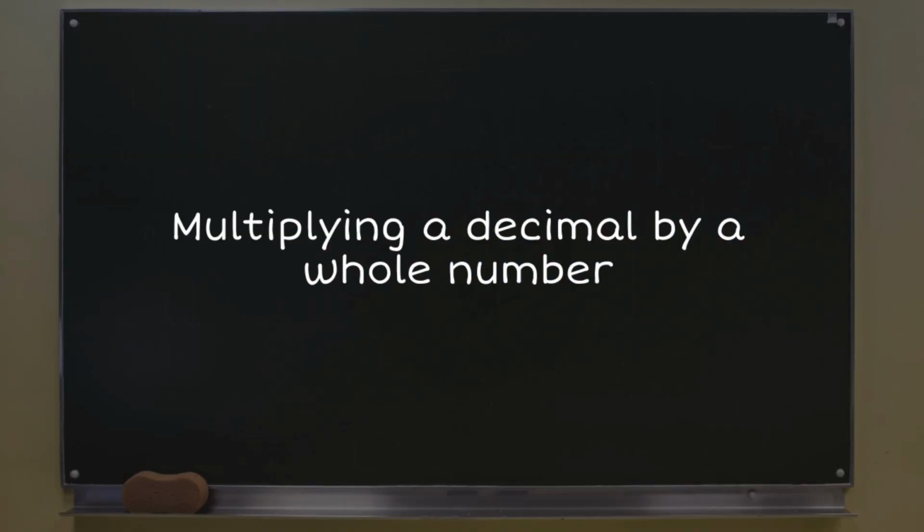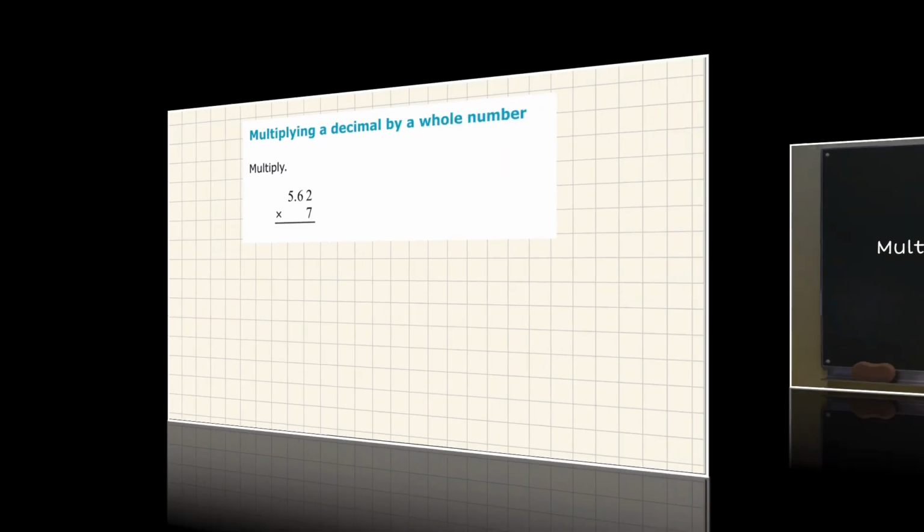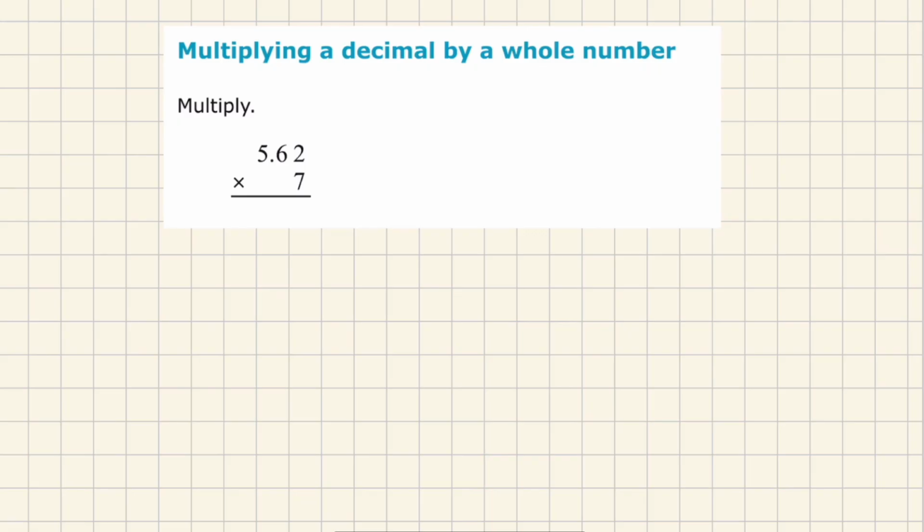Multiplying a decimal by a whole number. To start this example, I'll rewrite the problem, and unlike addition and subtraction, we don't line up the decimals. We line up the digits furthest to the right and then use those columns to organize the multiplication and ignore the decimal until the last step. Otherwise, we're multiplying just as we would if there were no decimals.